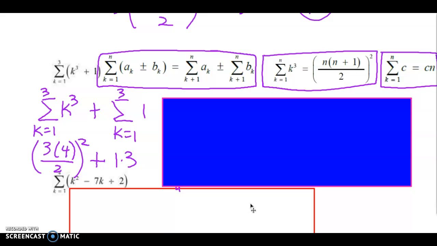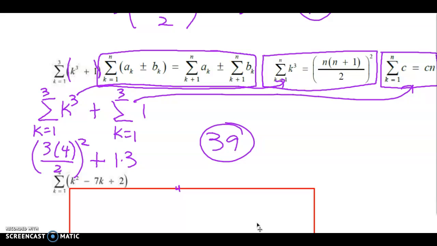Okay. Second one. If you ever have a summation problem where you've got 2 different terms, you can do the summation of each of those separately. And that's what this first formula says. I can find the summation of k cubed, and then I can find the summation of k from 1 to 3 of just 1, and then I could just add them together. So k cubed is using this second formula right here. And then this is a constant, and that would be this formula right here. And this is how you do these by hand. So you would follow the formulas, plug the numbers in, and if you do it correctly, you'll get 39.